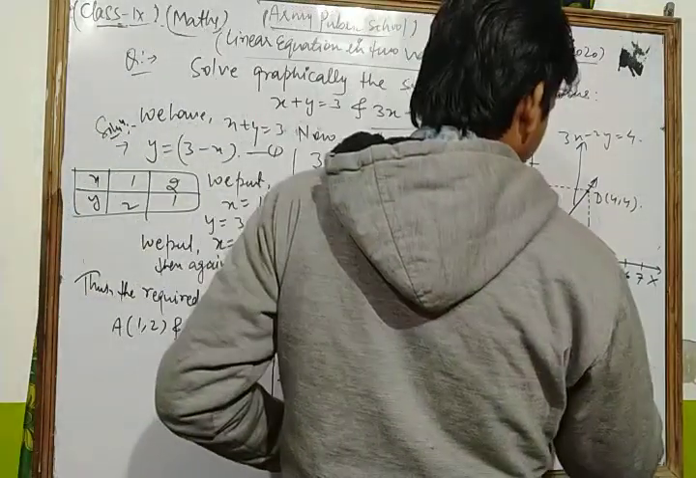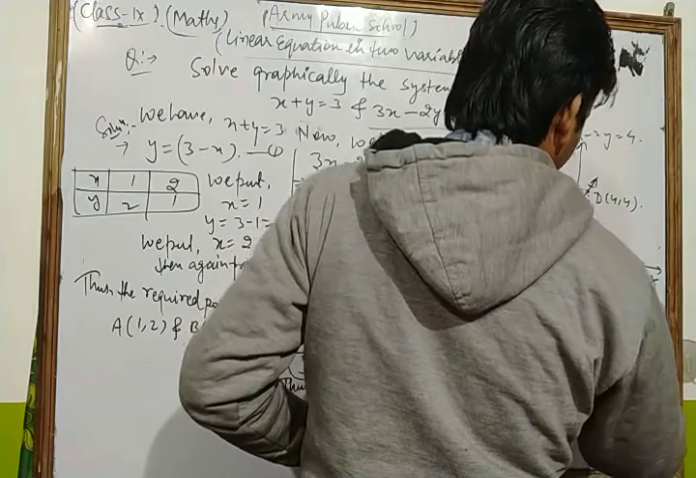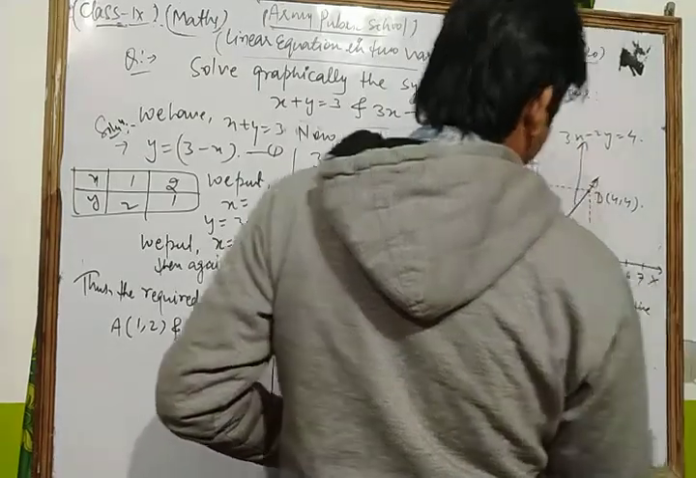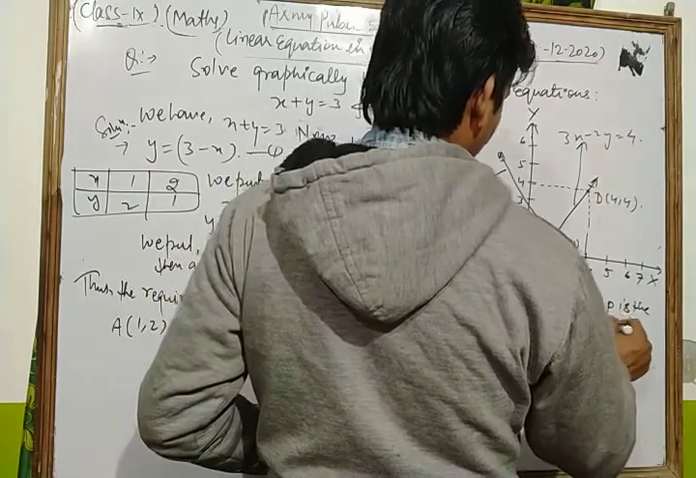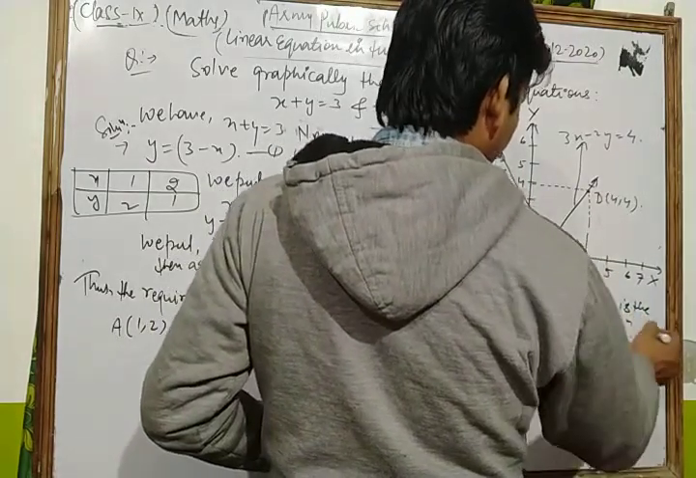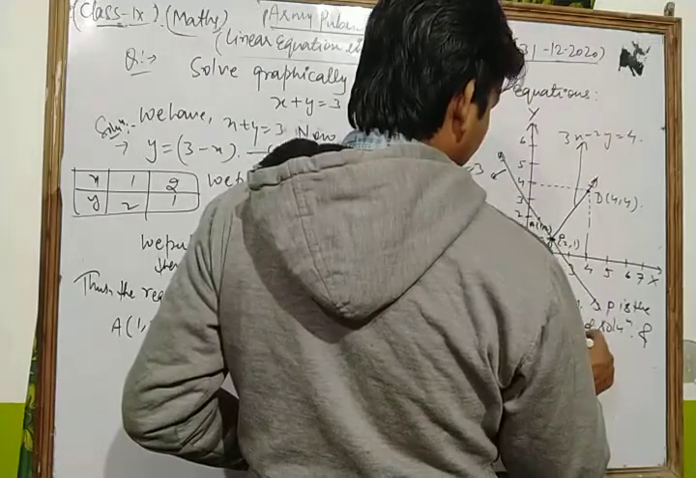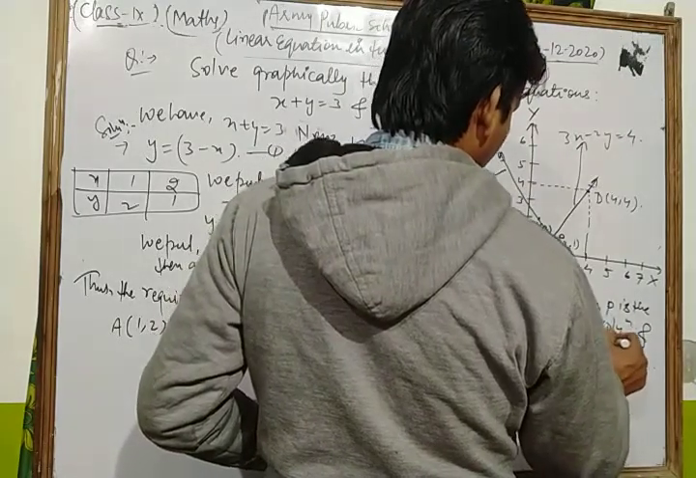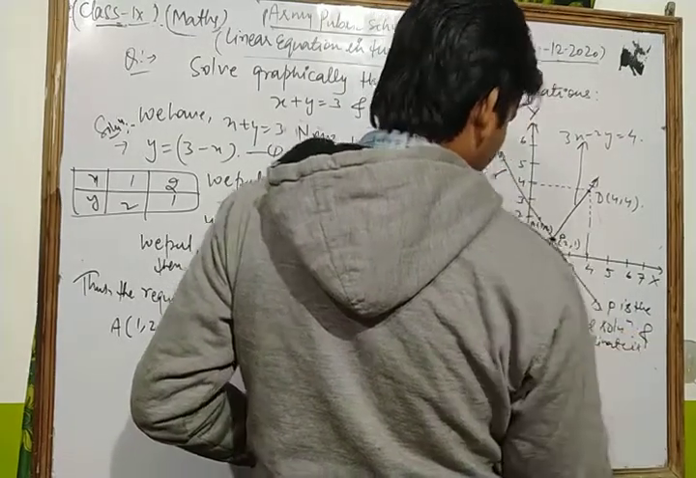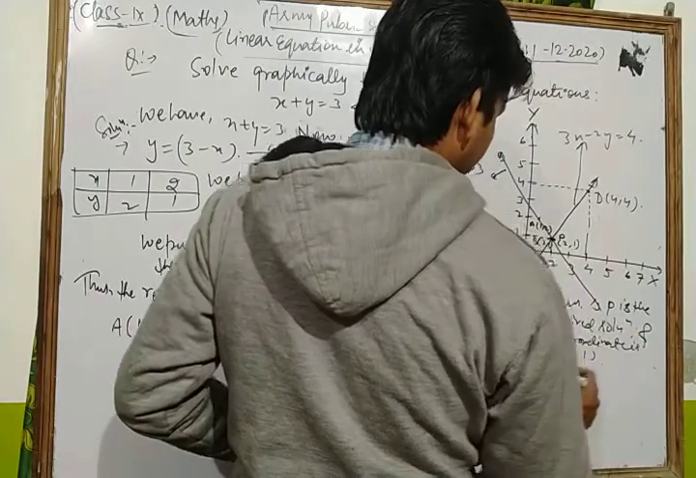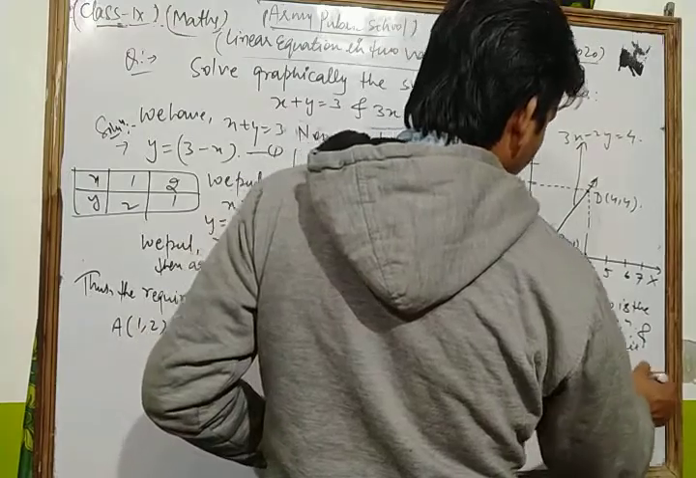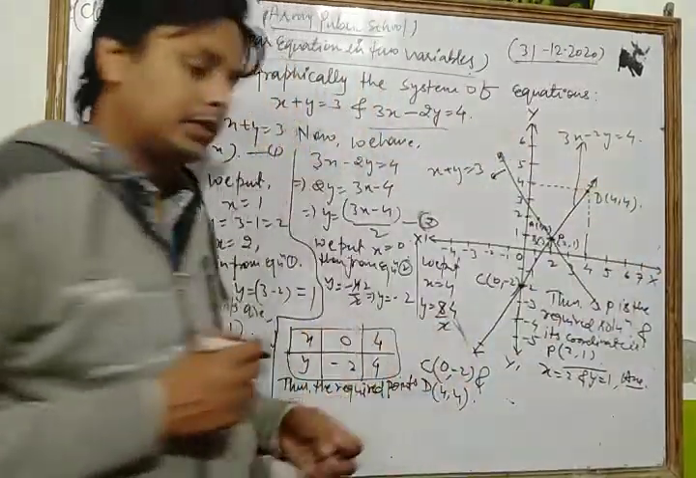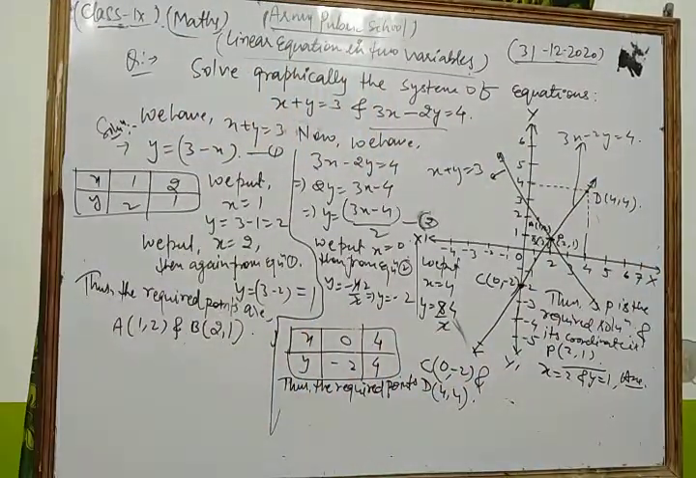Thus P is the required solution and its coordinates are 2, 1. That is, the required solution is x is equal to 2 and y is equal to 1. This is our required solution of the given question.